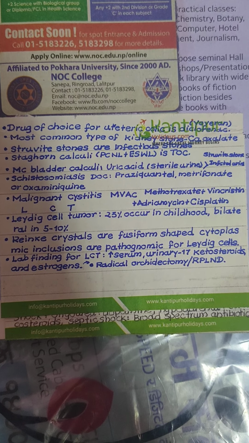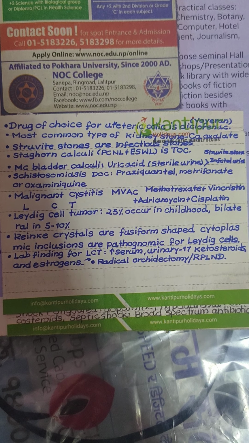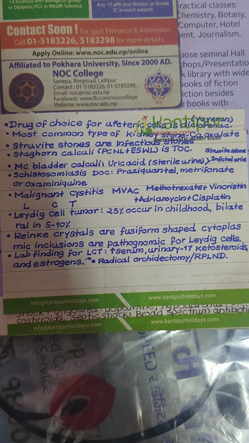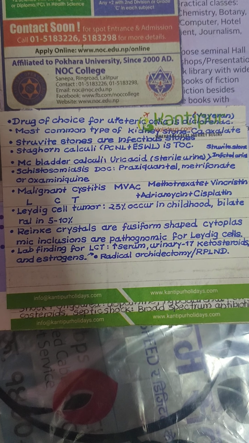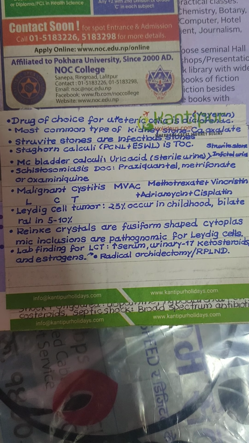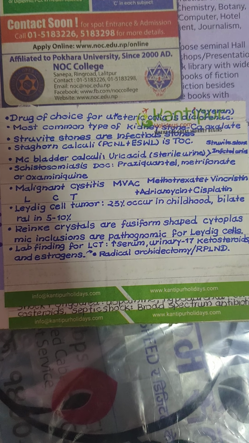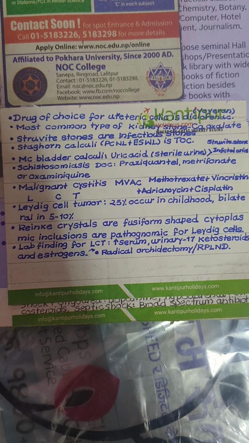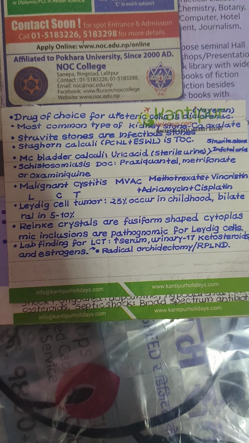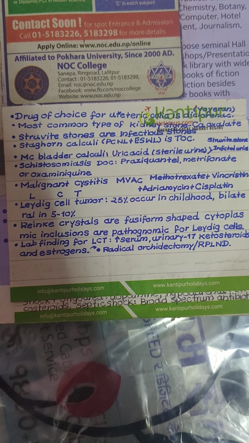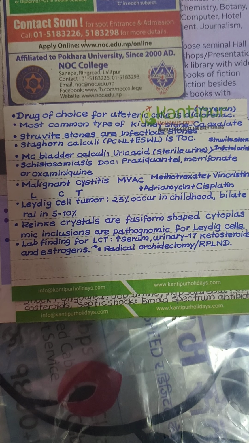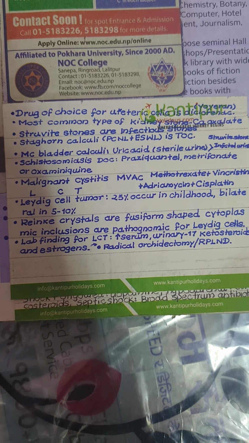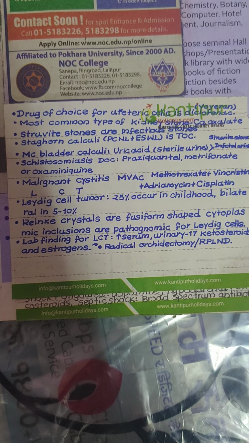Drug of choice for urinary colic is diclofenac. Most common type of kidney stone is calcium oxalate. Struvite stones are infectious stones. Staghorn calculi, PCNL. ESWL is the treatment of choice. Most common bladder calculi is uric acid in sterile urine; in infected urine, struvite stones.